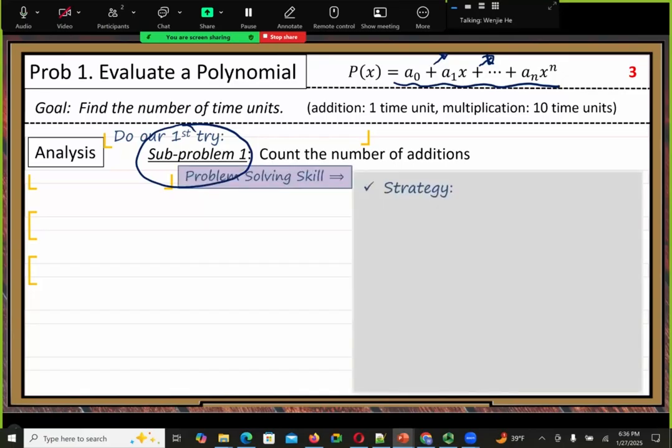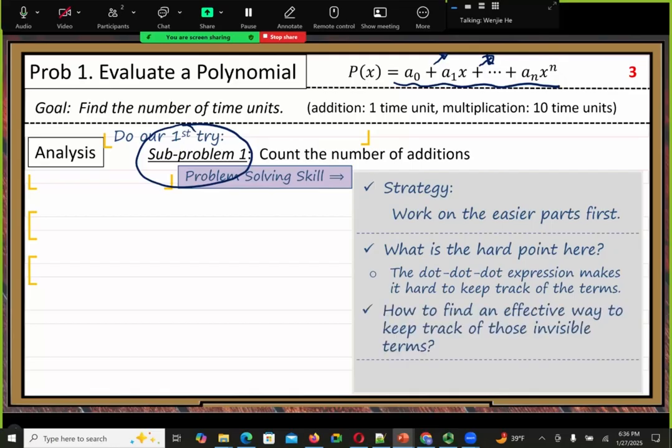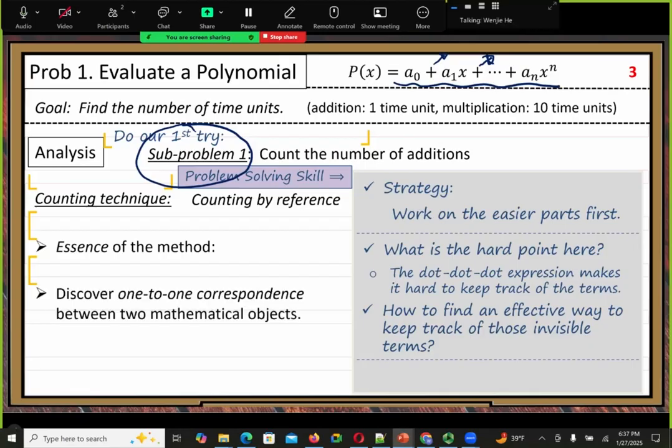So here, the problem solving strategy: we work on easier parts first. When we do the counting, dot, dot, dot, it's hard to keep track of. Dot, dot, dot, we get lost. So how to find an effective way to keep track of those invisible terms? There are many invisible terms. The idea is to find appropriate reference objects. So that's why we use counting by reference. But you need to find appropriate reference objects here.